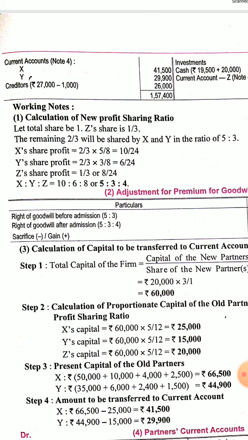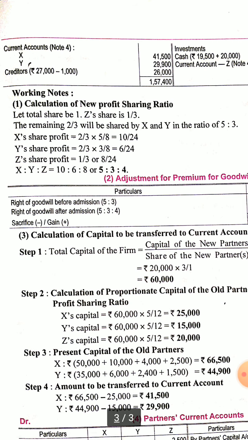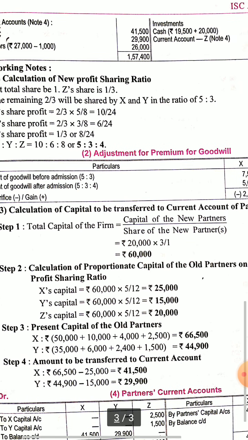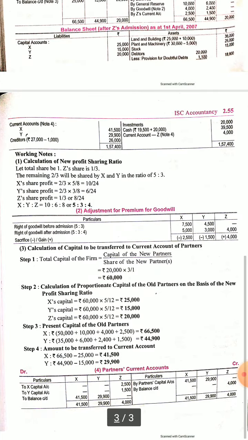So X's share will be 5/8 of 2/3, so that is 10/24. Y's share will be 3/8 of 2/3, so 6/24. And Z's share will be 1/3, so 8/24. In this way, we will get 5:3:4, the new ratio. So this is the new ratio.